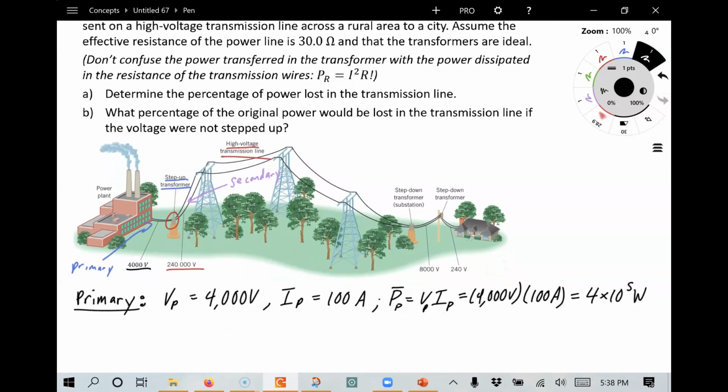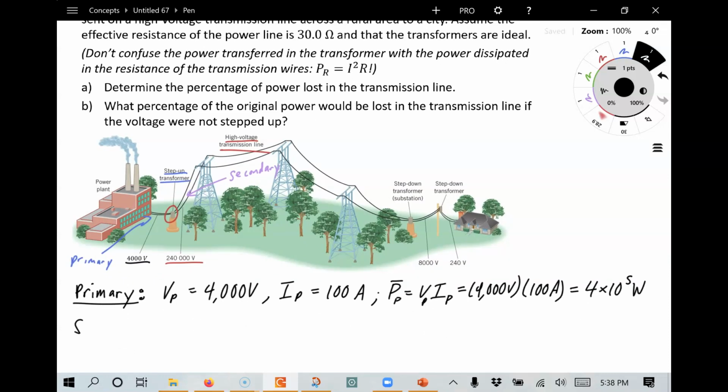All right. Now in the secondary, so the transmission wires, we have Vs, and that's given as 240,000 volts. So we're stepping it up. That's why it's a step-up transformer. The current in the secondary, we don't know what that is.